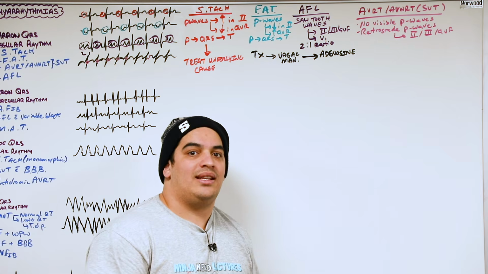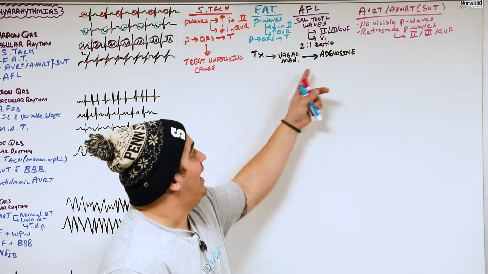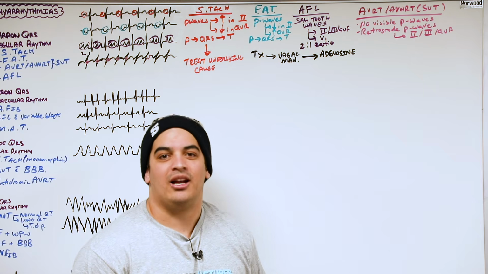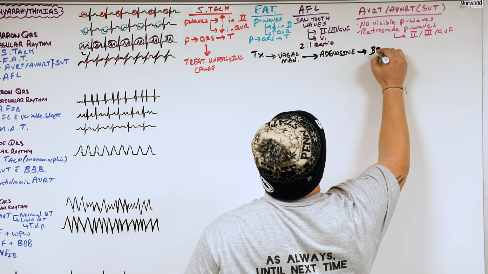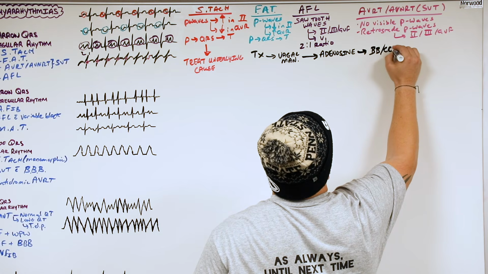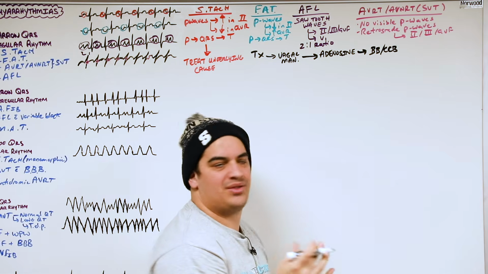So what's the next thing that you might have to do for atrial flutter or focal atrial tachycardia if the adenosine doesn't work? You have a beta blocker or a calcium channel blocker. So the next thing that you'll try is a beta blocker, or you can try a calcium channel blocker. The only reason you do one of these is depending upon contraindications.